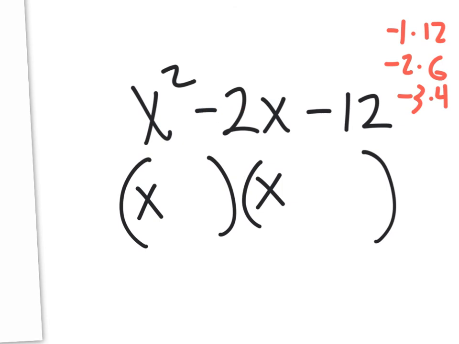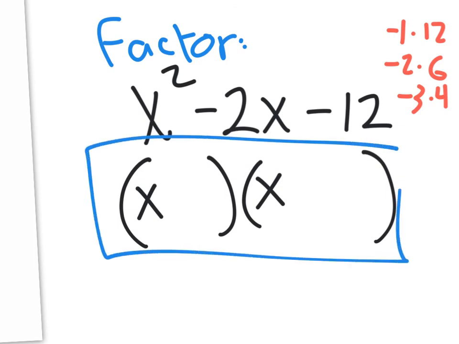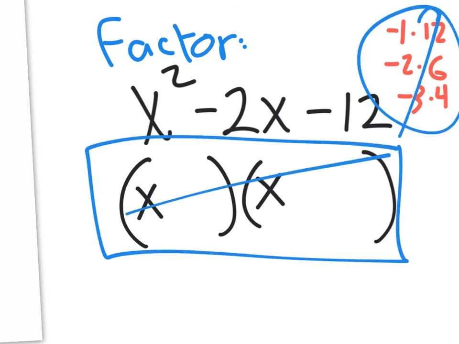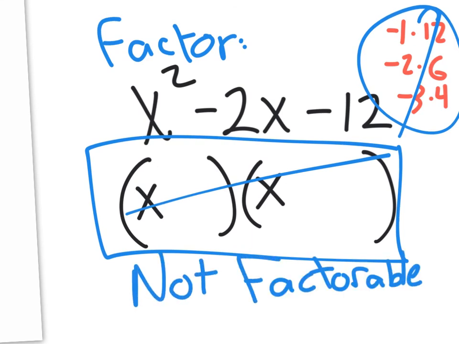So if I did say factor, like let's say these were the instructions, and it will happen, and you're trying to do this, and you realize that none of these work, then what do you say? You say not factorable. And what does that really mean, not factorable? That means that you're not able to factor.